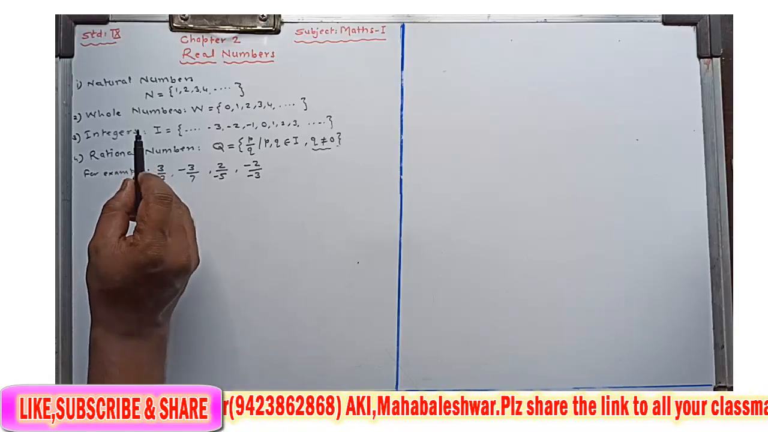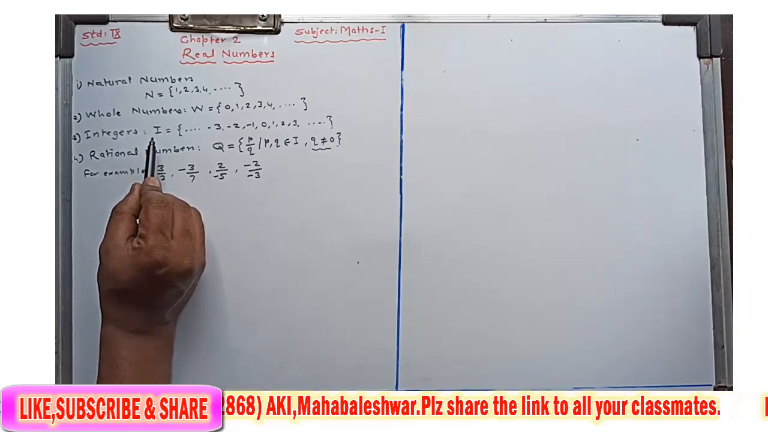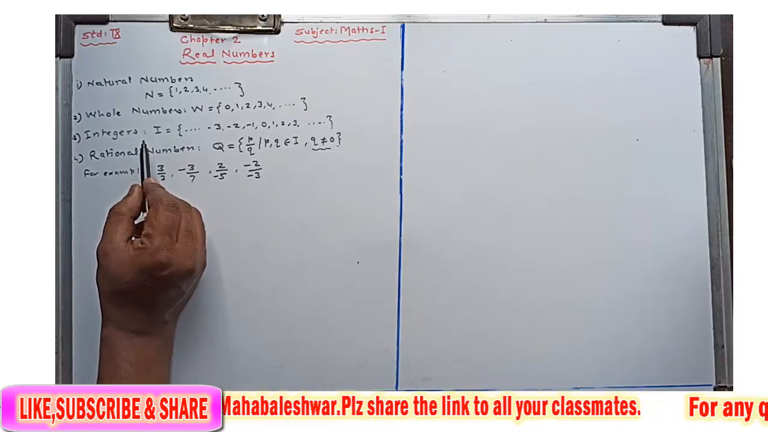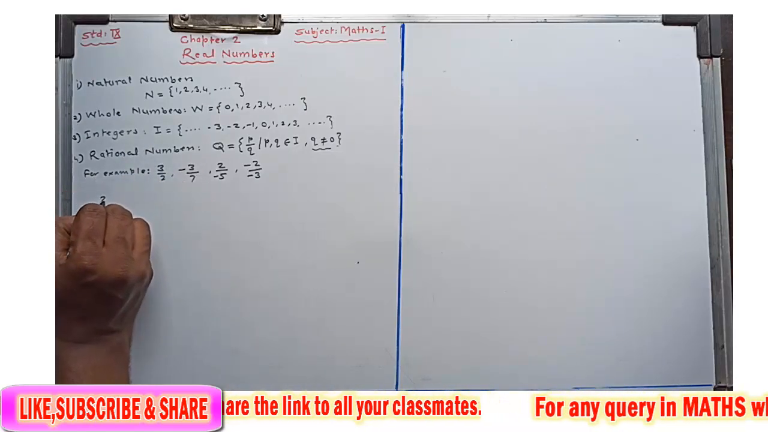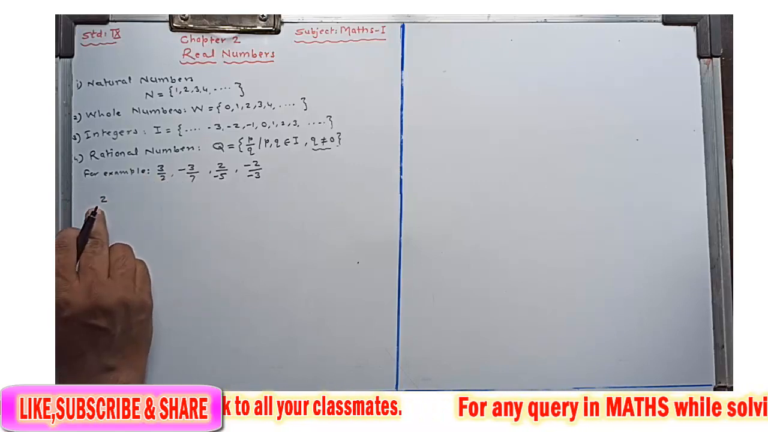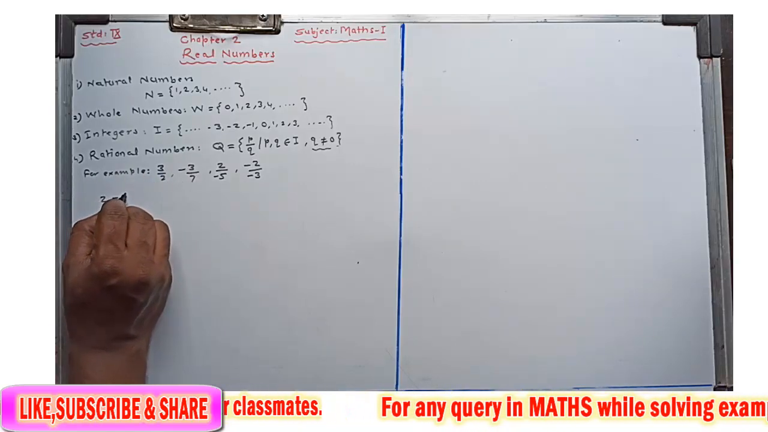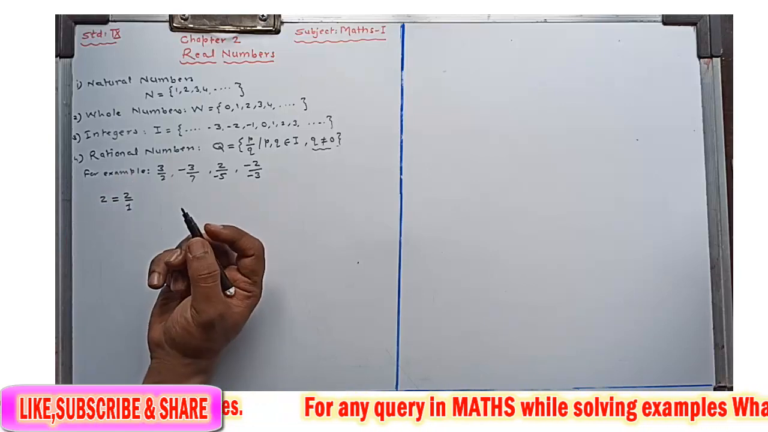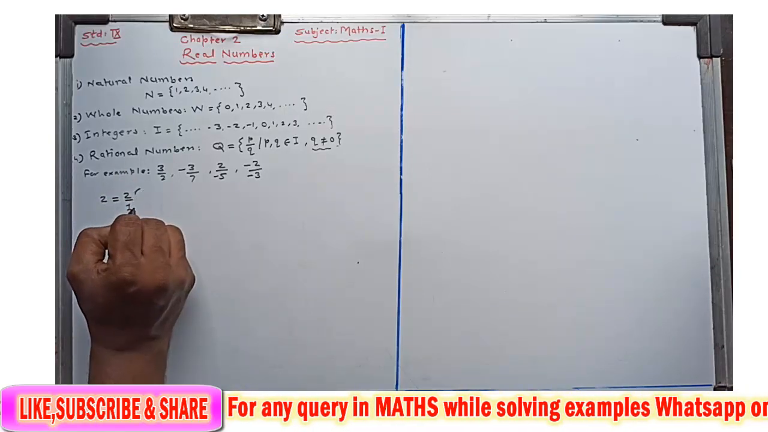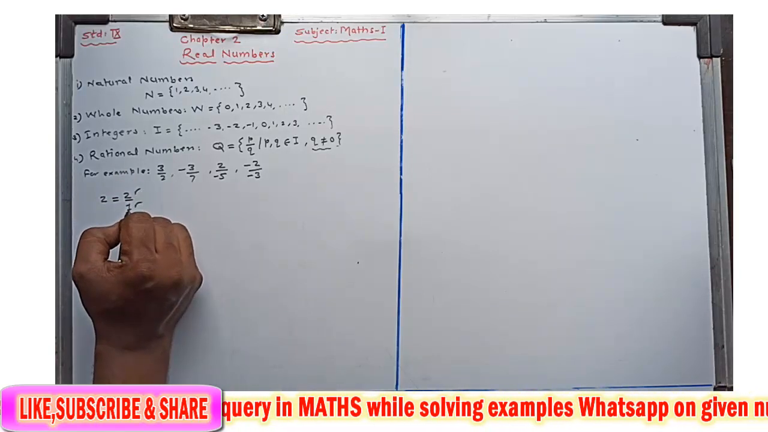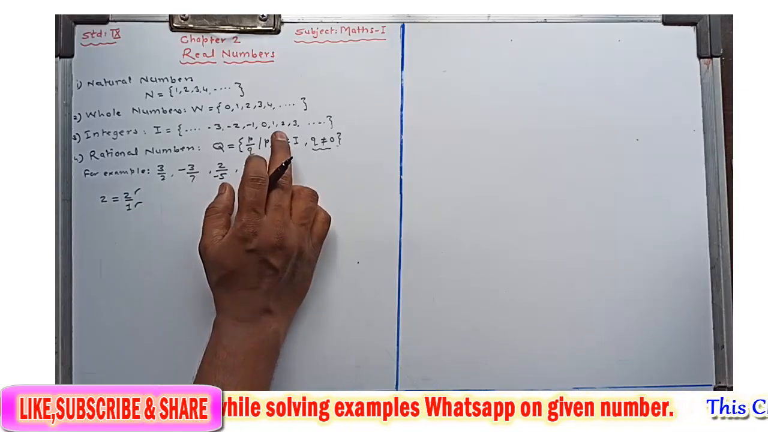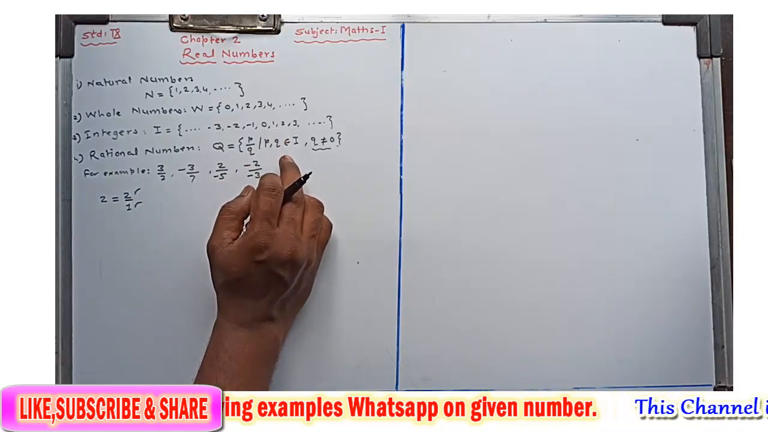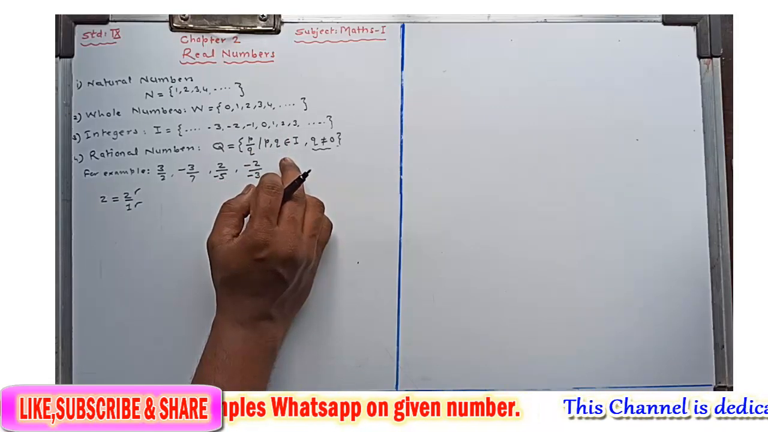Now, every integer is a rational number. For example, if you consider 2, then this 2 we can write as 2 upon 1. Here 2 is an integer, and 1 is also an integer, so 2 upon 1 is a rational number. So every integer is a rational number.